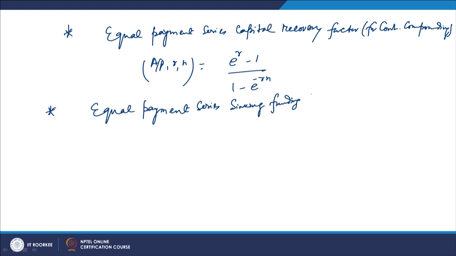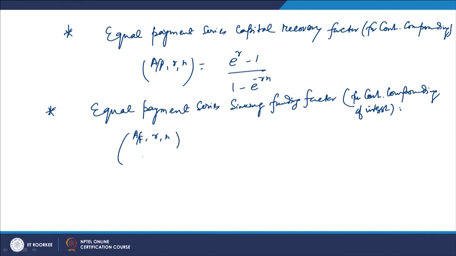So, this is again what we do for continuous compounding of interest. In this case, we know that this is A by F, r, n. This factor, when multiplied with F, will give you the A value. So it is nothing but A by F, r, n. This is the equal payment series sinking fund factor, and we had the equal payment series compound amount factor, that is F by A, I, n.